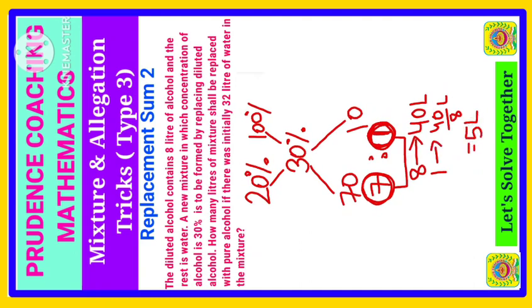That means you can say that 5 liter of the mixture was taken out, and this 5 liter is only added by adding pure alcohol. So 5 liter of pure alcohol is being added in the previous mixture to get 30% of alcohol in the new mixture. So this is your final answer.